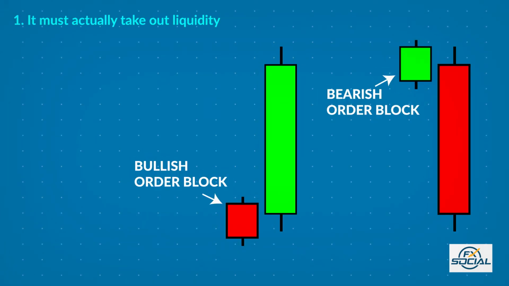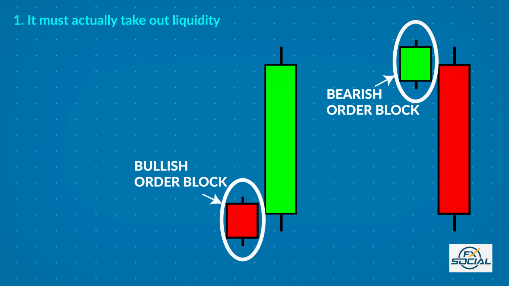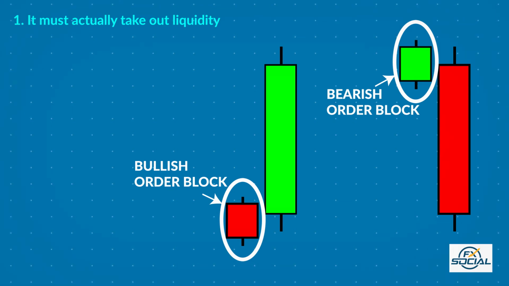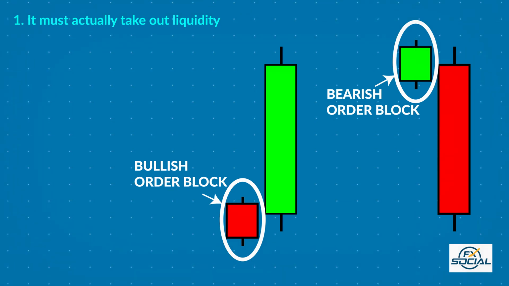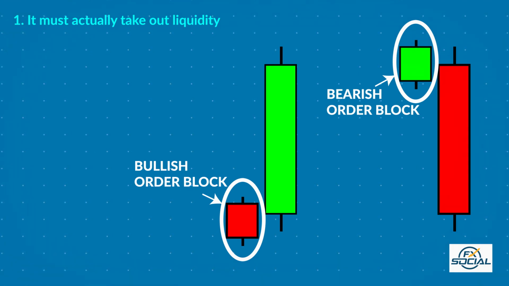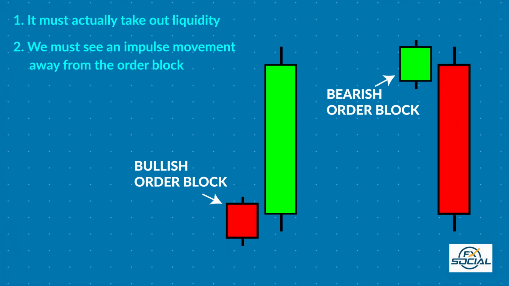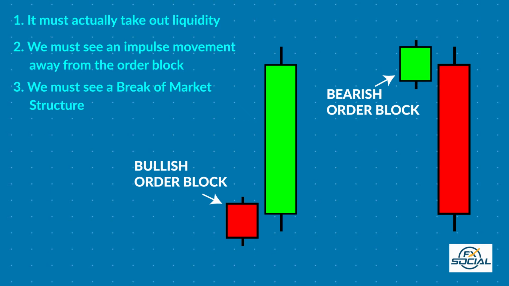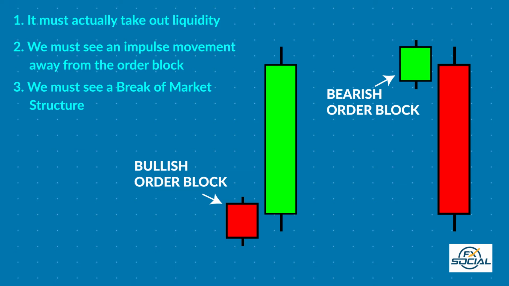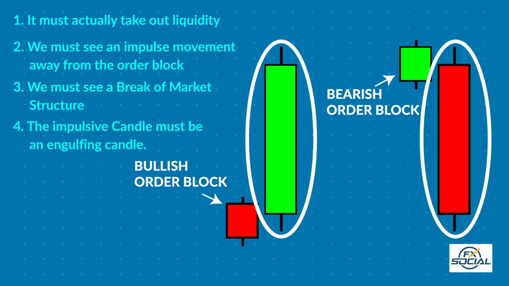Number 1, it must actually take out liquidity. In a bullish order block, the red candle before the green impulsive move must take out liquidity first. While in a bearish order block, the green candle before the red impulsive move must take out liquidity first. Just hold on, we're still going to discuss better on the chart. Number 2, we must see an impulse movement away from the order block. Number 3, we must see a break of market structure. I talked about market structure and the break of market structure in the last video. Number 4, the impulsive candle must be an engulfing candle.